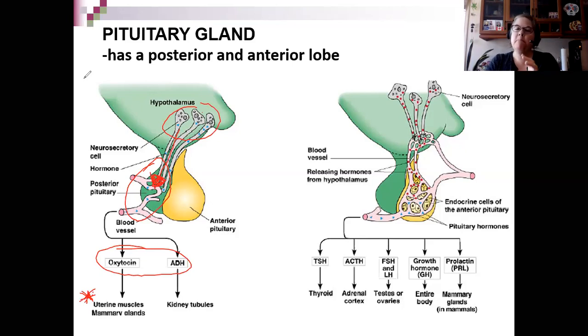Oxytocin also affects the mammary glands. So those are the glands in the breast, and there's little ducts, and they contract, and that forces milk out of the breast. Okay. So mammary glands are also affected. So knowing that those two parts are affected by oxytocin, what do those parts have to have in order to be affected by oxytocin? Just write that in the chat. What do uterine muscles and mammary glands have to have to be affected by oxytocin?